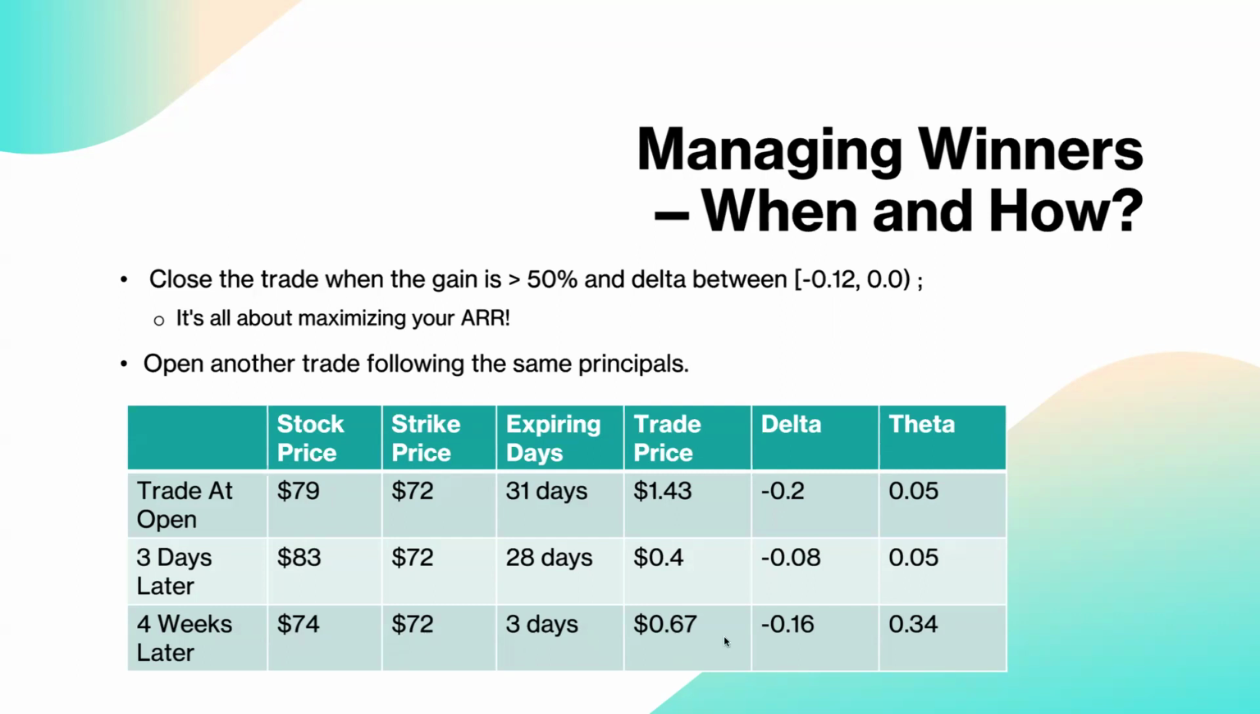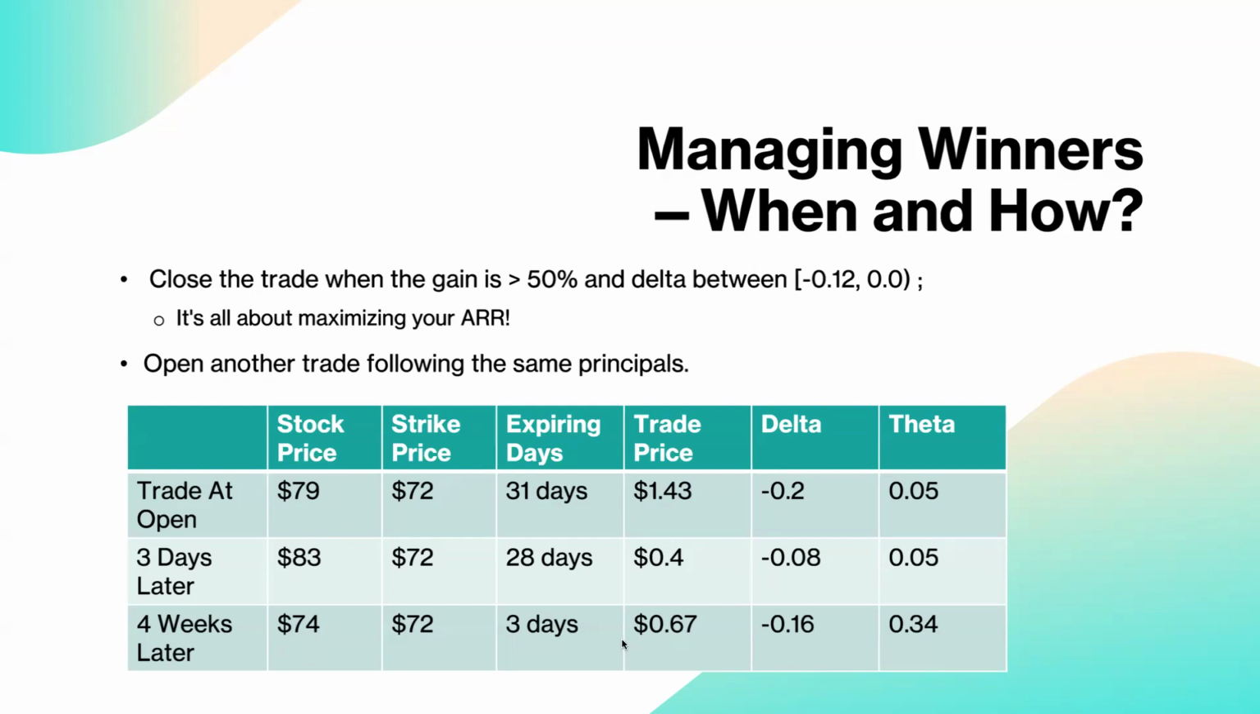Do we close it right now? Because it's only 3 days away, if we calculate our ARR, it would be 0.67 divided by 72 times 365 divided by 3, and that equals 113%. So you definitely agree with me, we do not close this.